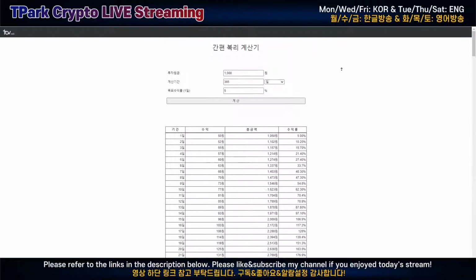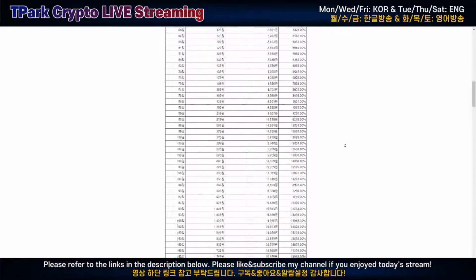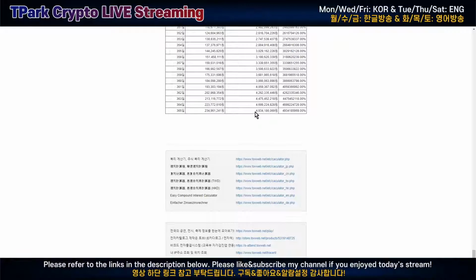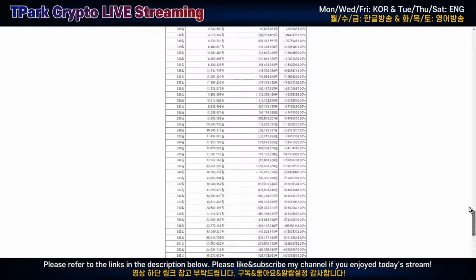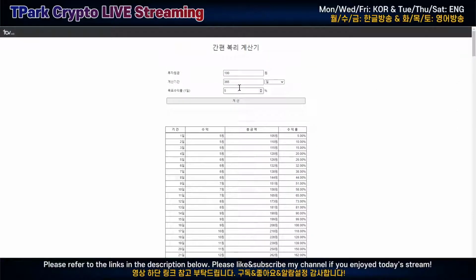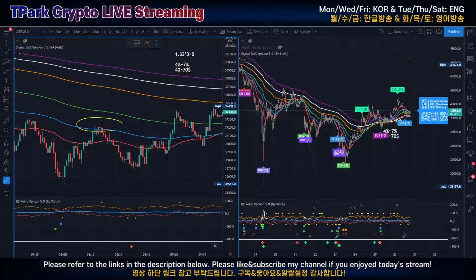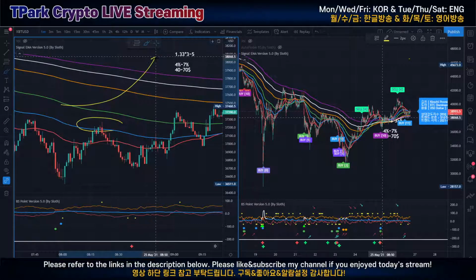$54 billion. Okay, so if you invested only $100 for 1 year, 5% each day, you make $5.4 billion, almost $5 billion, right? So it's not a small amount of money, guys. It's not small. So I recommend you use small leverage for the long term and try to snowball your profit. That's a smart way of trading.